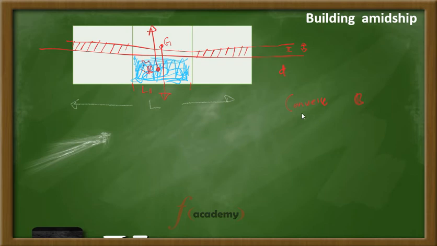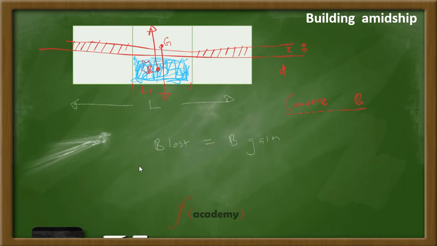So what it means to conserve buoyancy is simply that buoyancy lost should equal buoyancy gained. Okay, what is the buoyancy that we just lost? We just lost the buoyancy of the midship compartment.